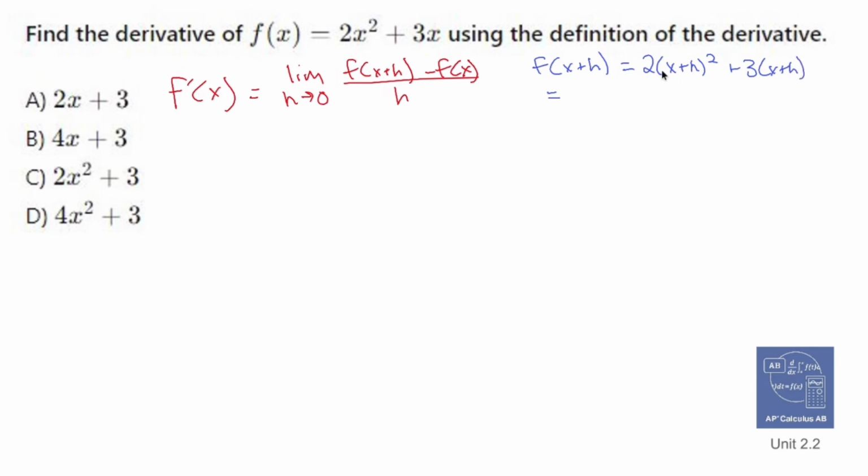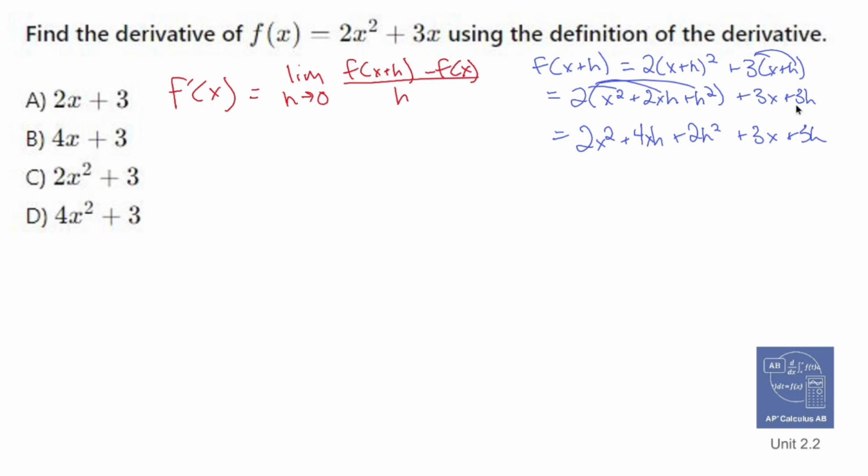Okay? Now, this is a perfect square trinomial, so the 2 remains out there for now. X plus h squared becomes x squared plus 2xh plus h squared, right? Distribute. So you become 3x plus 3h. And then when I distribute the 2 to all of that, I get 2x squared plus 4xh plus 2h squared, and then 3x and 3h come along for the ride. We already know what f of x is, so I'm not going to bother writing it down.